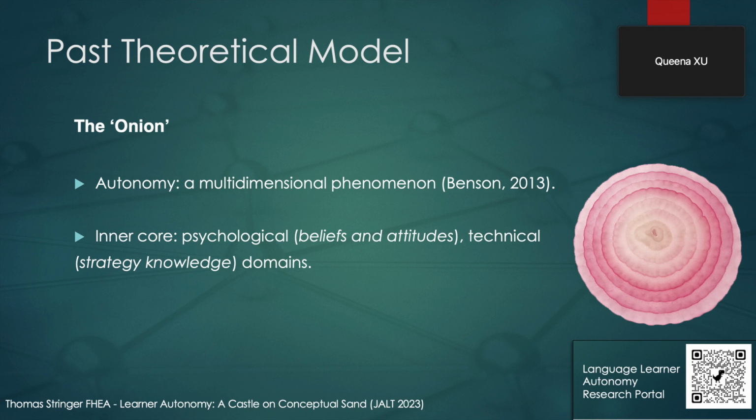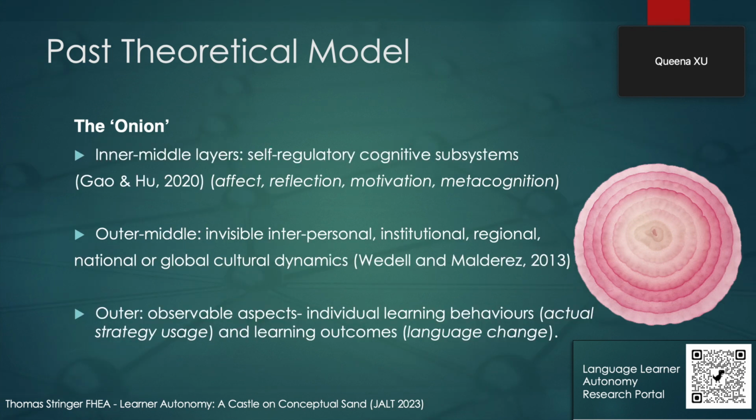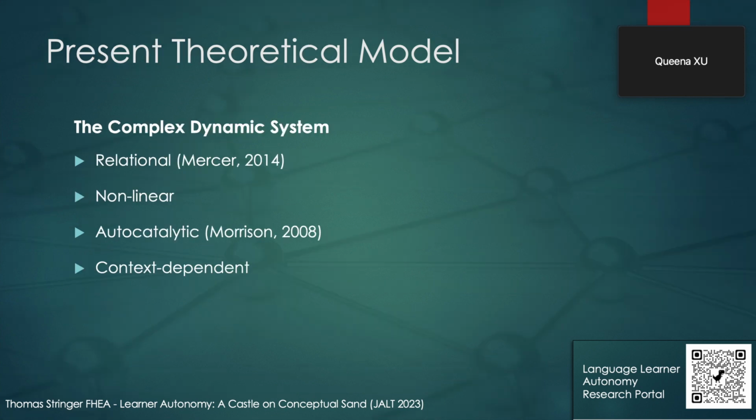So, for example, we've got these core psychological aspects and the technical aspects, right? And then going beyond those kind of regulatory subsystems, and they're moving beyond that to the situational or the environmental ones. And even then onwards and outwards to kind of those individual learning behaviors and measuring the learning outcomes, right? So instead, I think a kind of more coherent theoretical framework for understanding learner autonomy is the complex dynamic system.